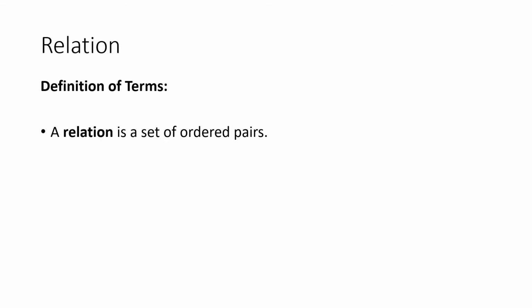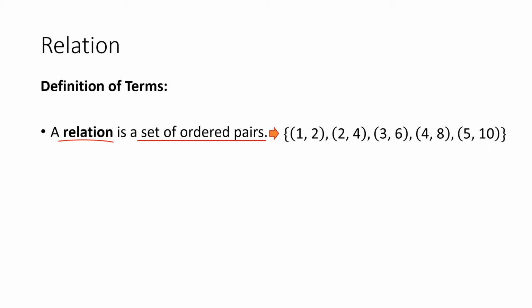Okay, so what is a relation? A relation is a set of ordered pairs. Here is an example of a relation. Let's say we have the ordered pairs (1, 2), (2, 4), (3, 6), (4, 8), and (5, 10). Again, this is an example of a set of ordered pairs, and this is an example of a relation.